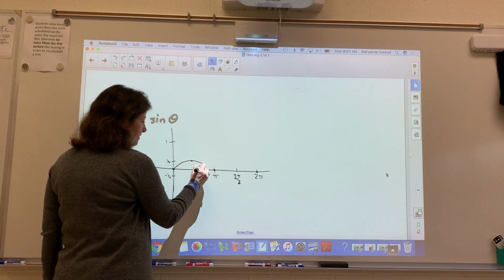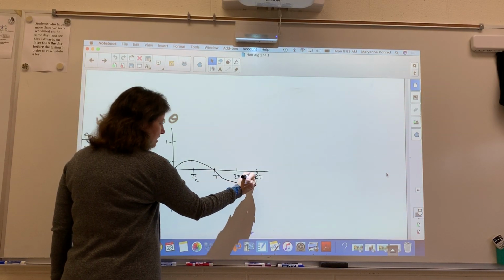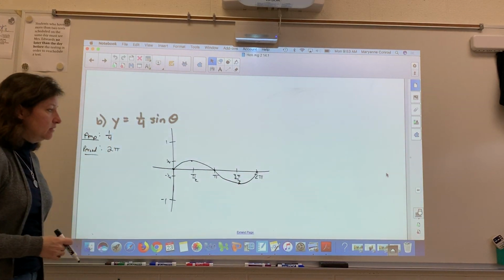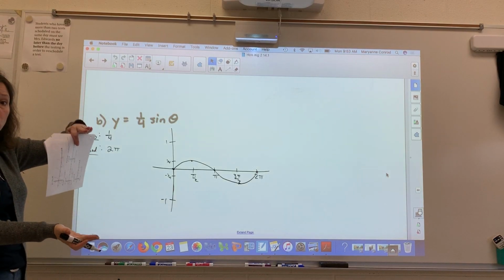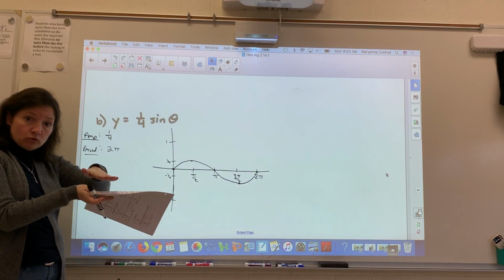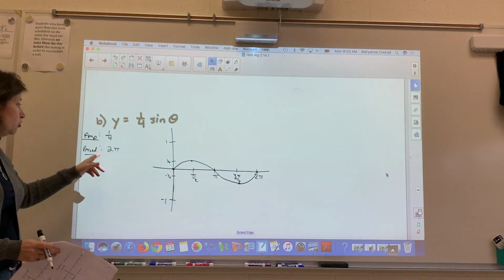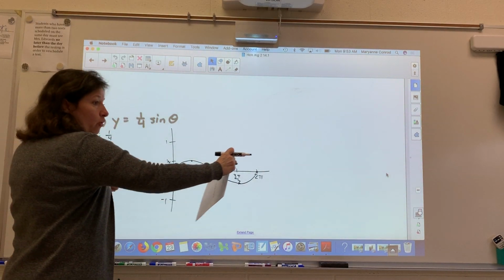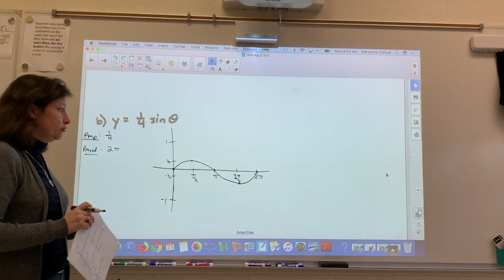And so what ended up happening to this sine curve? And then it repeats itself. It got vertically squished. So your A affects your vertical squish or stretch. Your B affects your horizontal stretch or shrink.